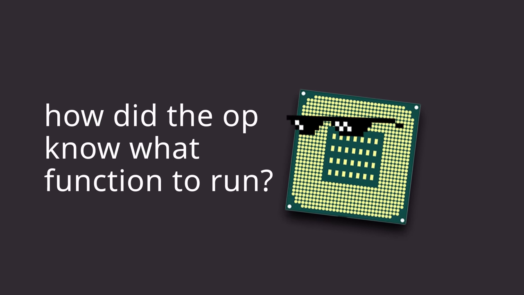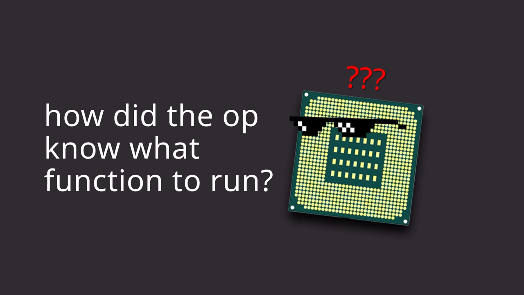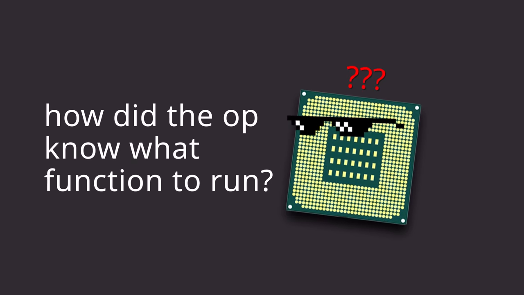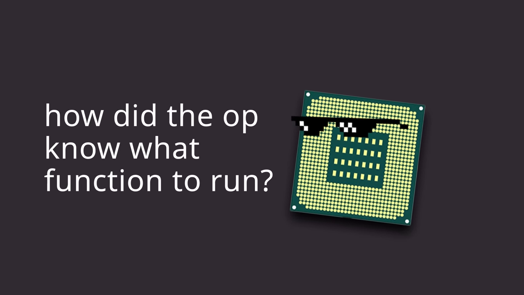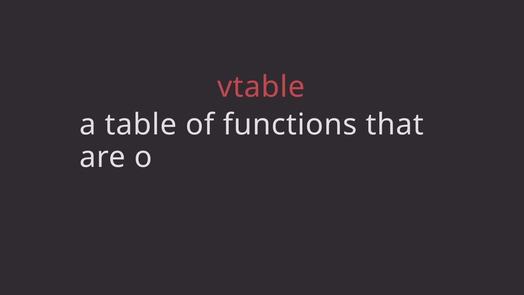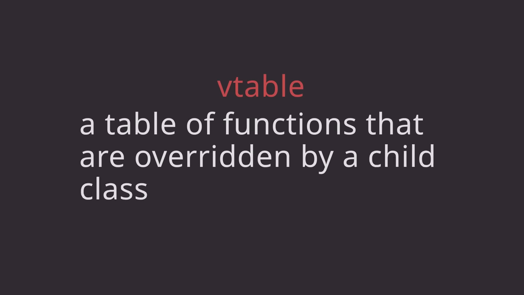But wait a minute, how did operation know what method to call? You know, we defined a zero method and our add method. How did it know which one to go to? When we call operation's execute method, the operation class's vtable is invoked. And this is where things start to slow down.